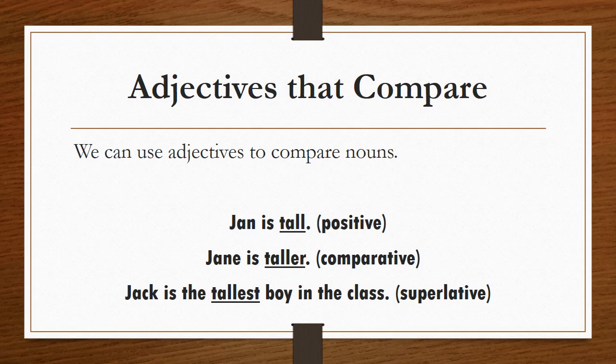Adjectives that compare. We can use adjectives to compare nouns. Below, we have 3 sentences. Jan is tall. The adjective there is positive. Jane is taller. There is a comparative adjective, which is taller. Jack is the tallest boy in the class. Tallest is superlative. So therefore, we can use tall, taller, and tallest to compare Jan, Jane, and Jack.